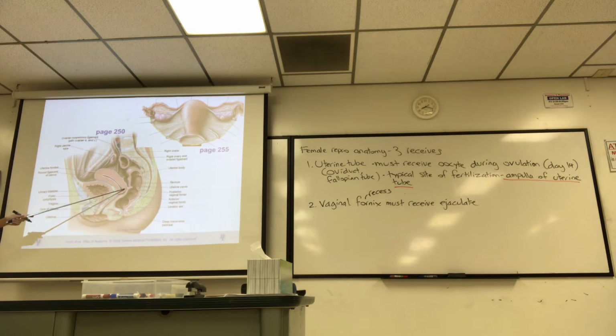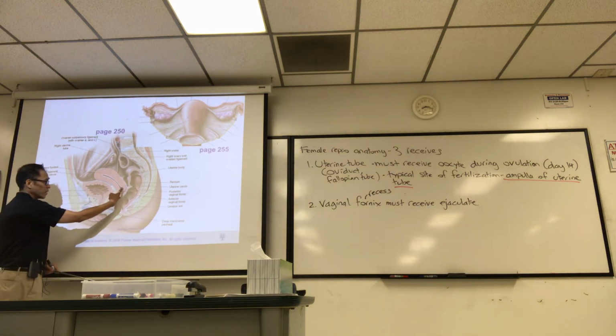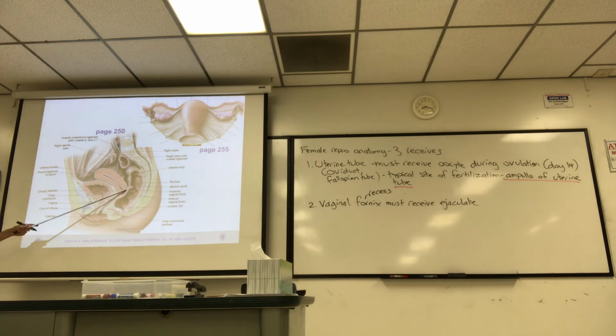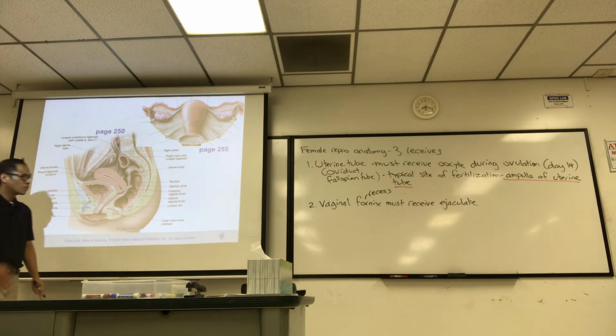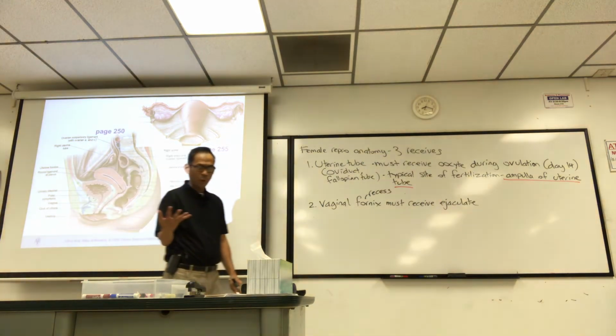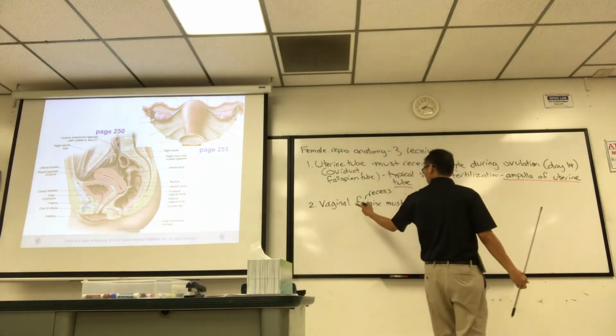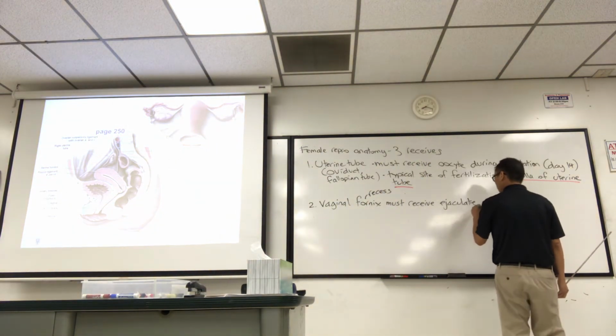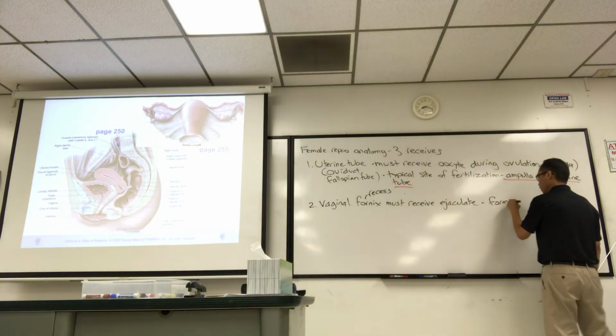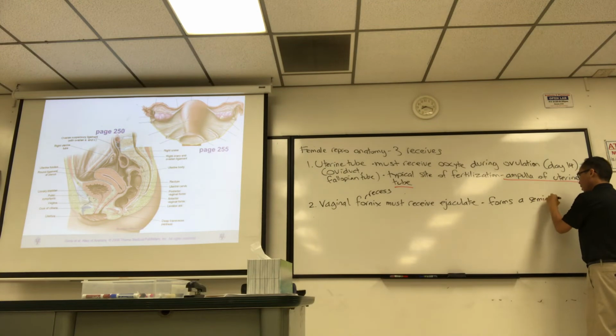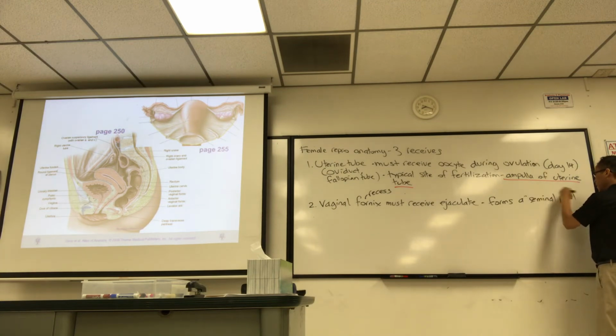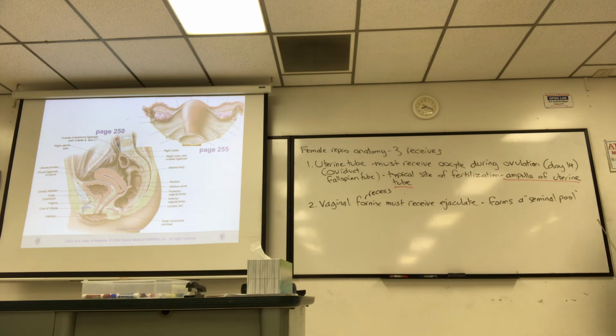The fornix is this recess around the cervix, okay? So it goes like 360 degrees around the cervix. It looks like a sliver here, but during the female sex response, one other thing is the fornix, it kind of expands, it becomes bigger. And the cervix kind of gets up and out of the way. So that creates room for what's called a seminal pool. So vaginal fornix must receive ejaculate, forms a seminal pool. Okay, that's the term that's used, a little pool of semen in that little area.